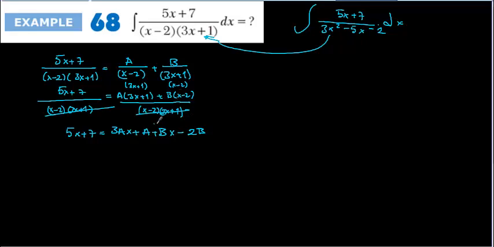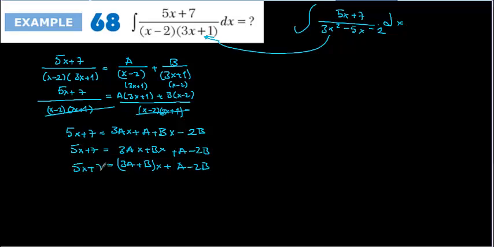And here the terms with x, we are going to collect them together. 5x plus 7 is going to be equal to 3ax plus bx plus a minus 2b. Here the terms with the x, I can write like this: 3a plus b times x plus a minus 2b. This is the variable, and this is the coefficient of the variable, and this is the constant term. Here on the other side, when we have 5x plus 7, this is the coefficient of the variable, and this is the constant term.